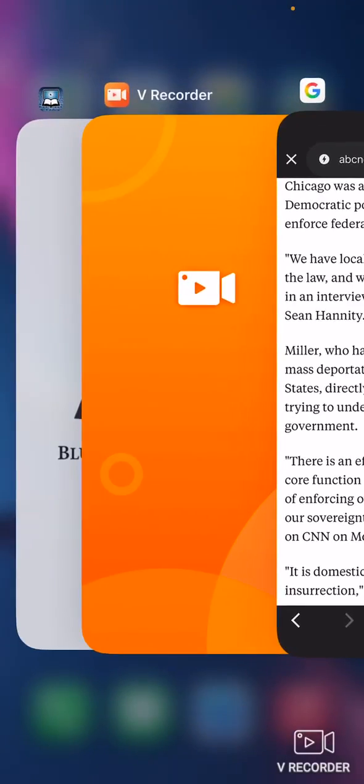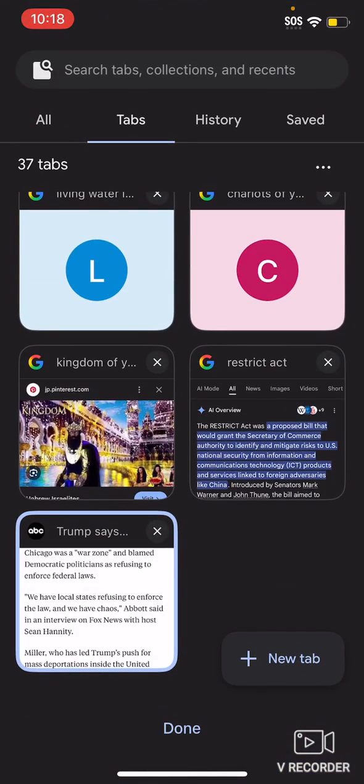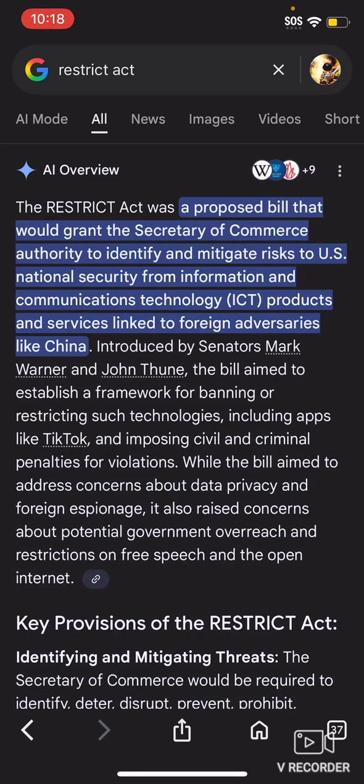So let's get into this here. All right. Now this is the Restrict Act. All right. So check this out.